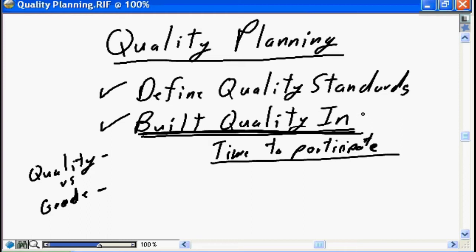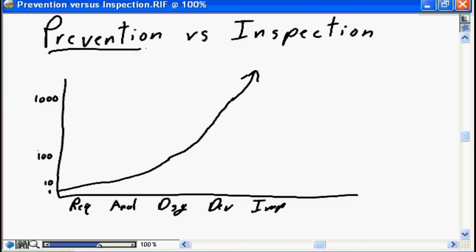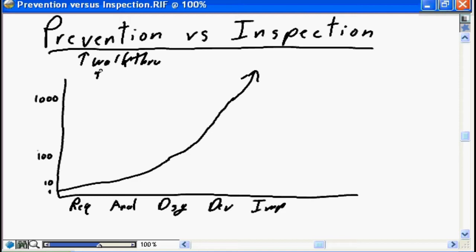Consistent with the process of building quality into the plan, let's focus a little bit on prevention versus inspection. Prevention is the built-in. Prevention is the walkthroughs. Prevention is the inspections, the tests. Prevention is doing the right things right the first time.